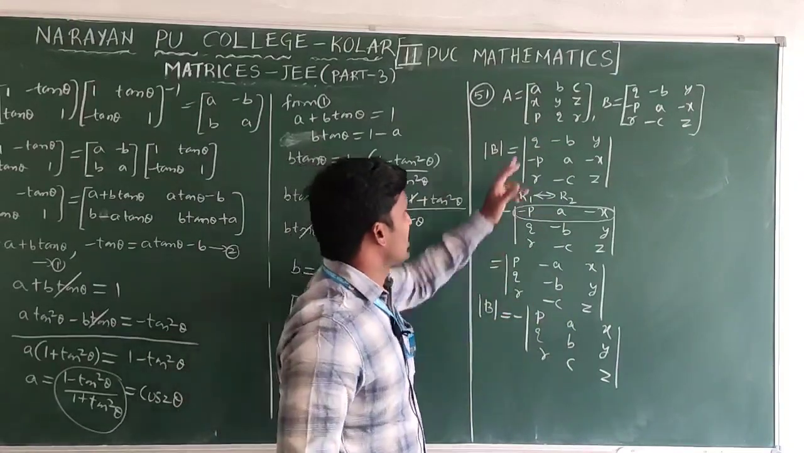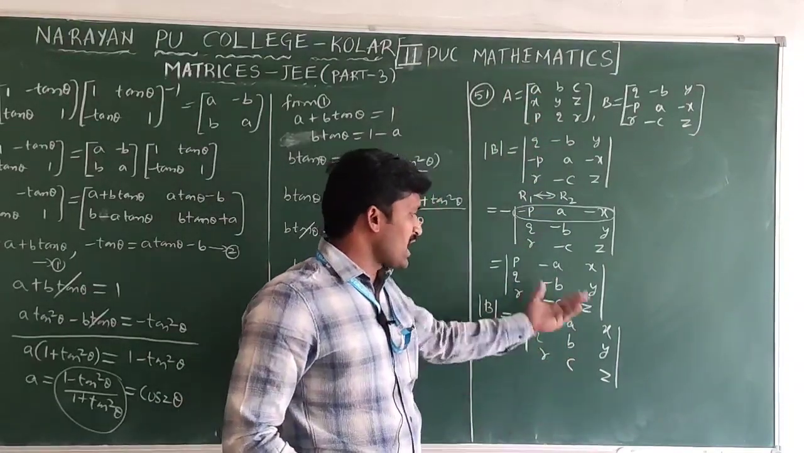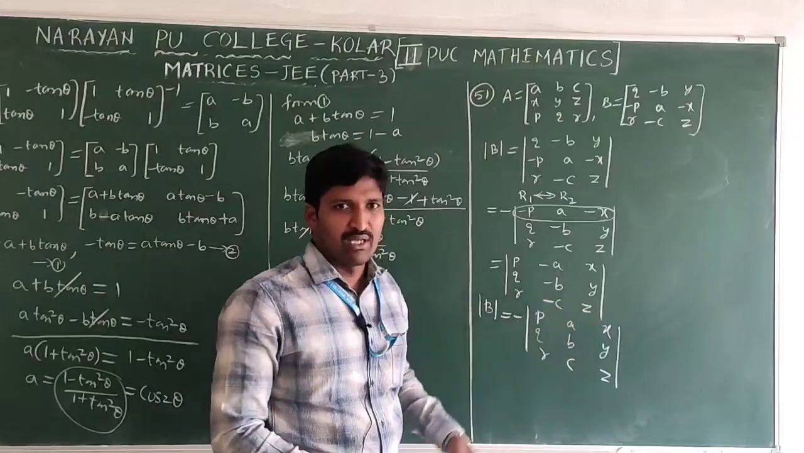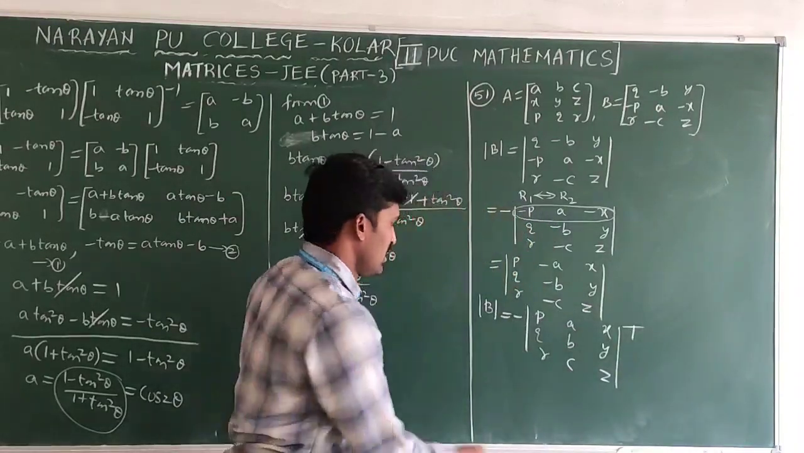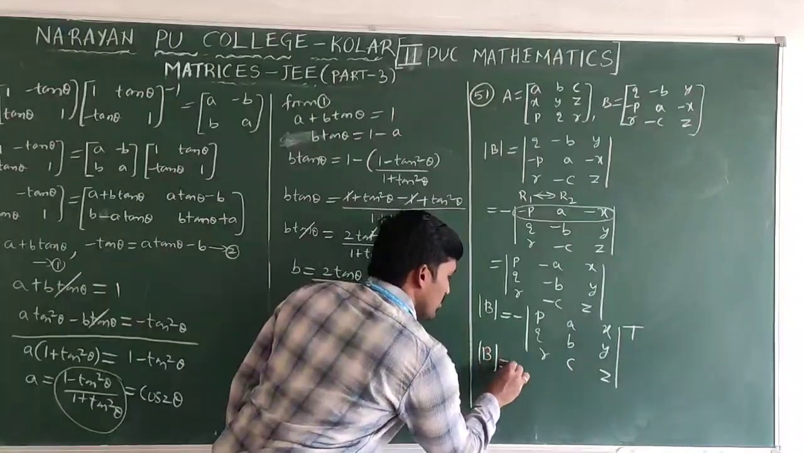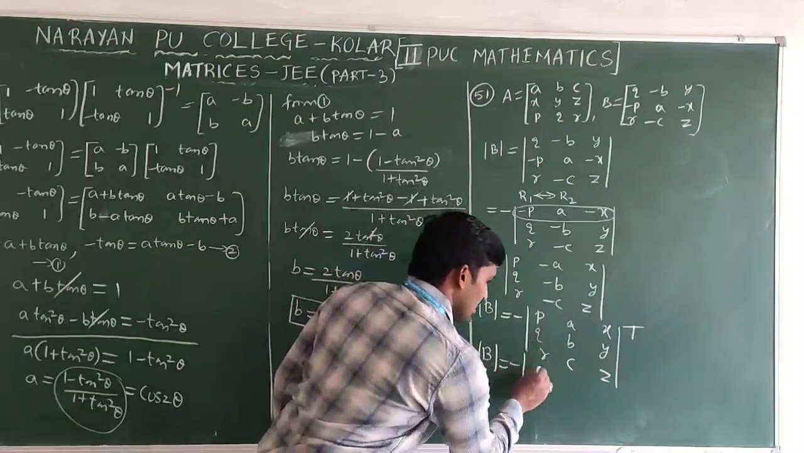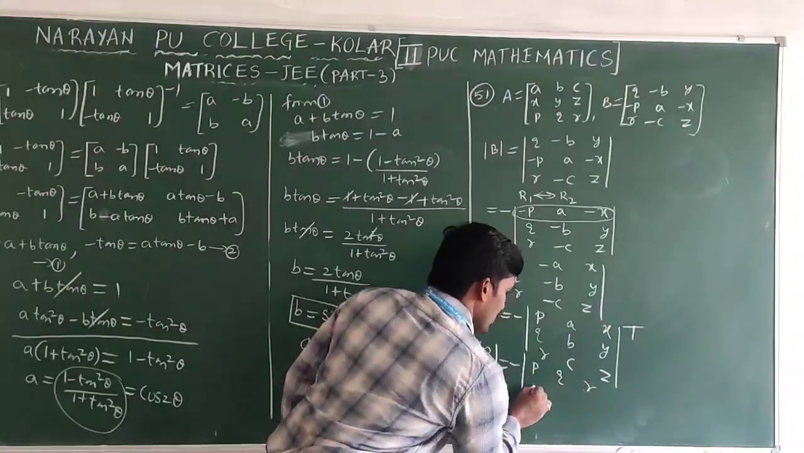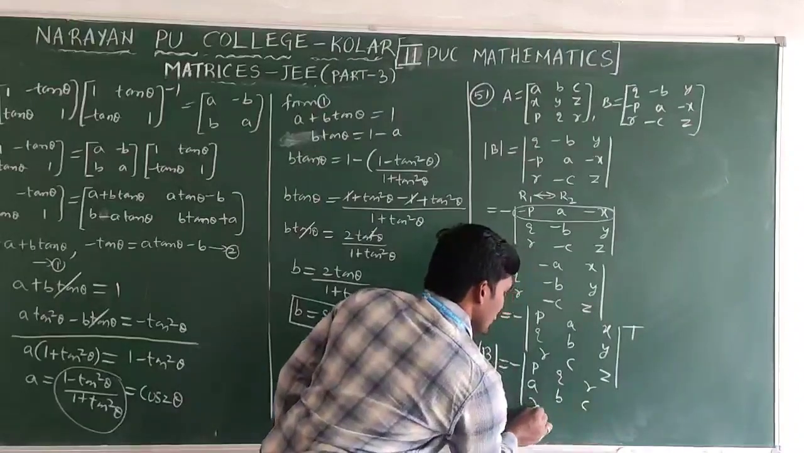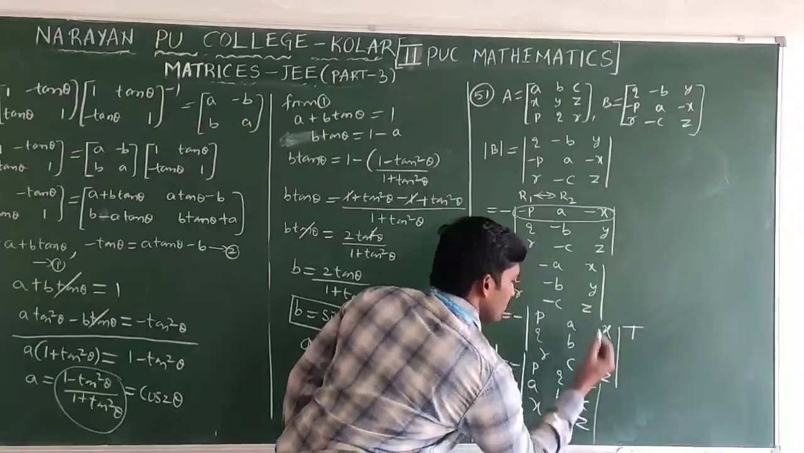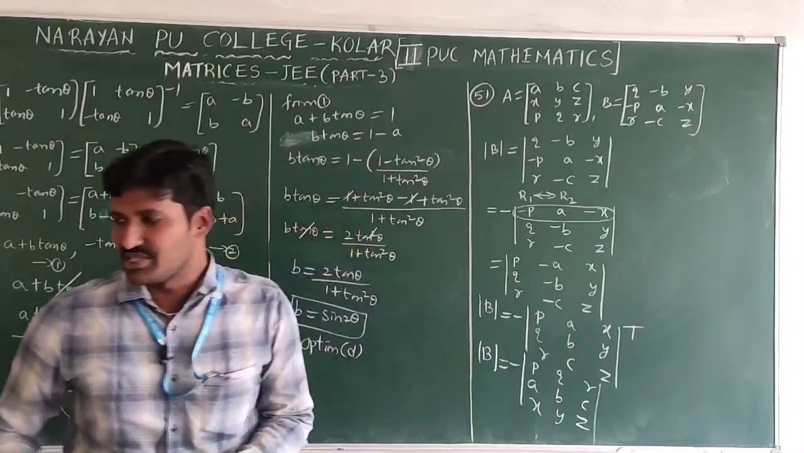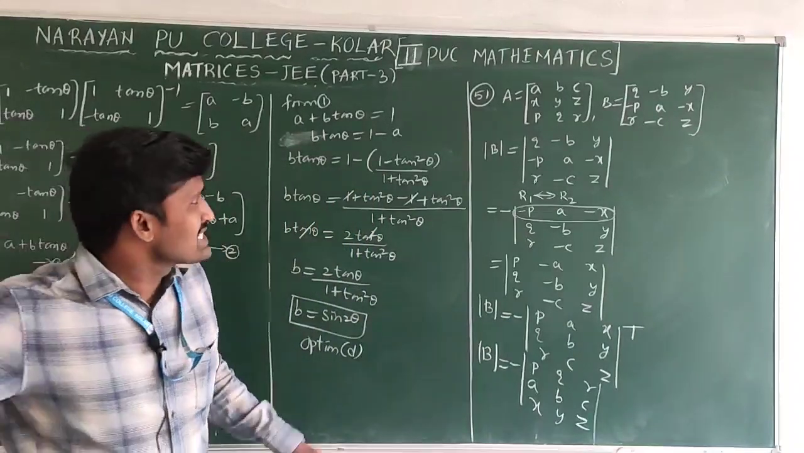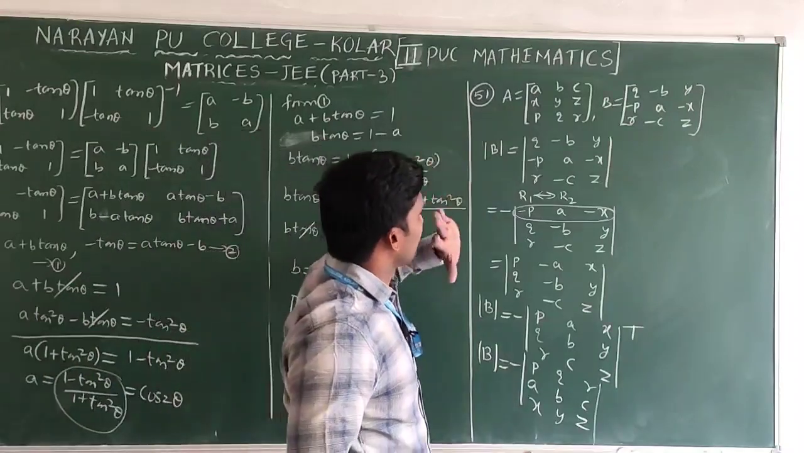Don't confuse whether it is row wise or column wise. Applying transpose means you'll get the exact format. Apply transpose for this. If you take the transpose, what will you get? Det B equal to minus det of P Q R, A B C, X Y Z. Now the transpose value. Now in this case, the order of det A, what will you get?